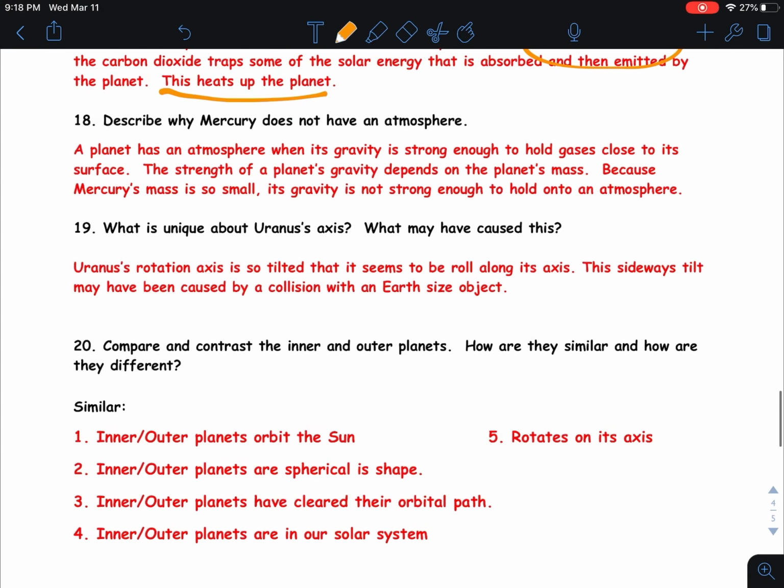Describe why Mercury does not have an atmosphere. A planet has an atmosphere when its gravity is strong enough to hold gases close to its surface. The strength of a planet's gravity depends on the planet's mass. Because Mercury's mass is so small, the gravity is not strong enough to hold onto an atmosphere.